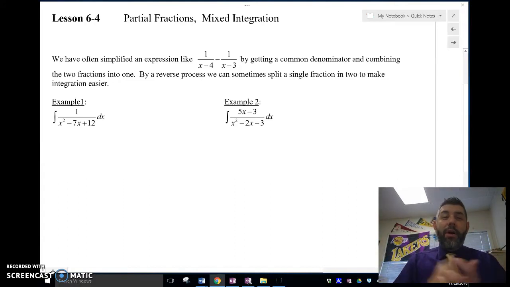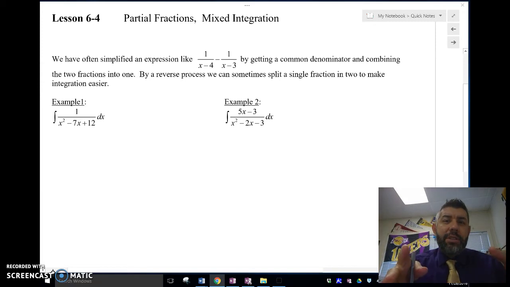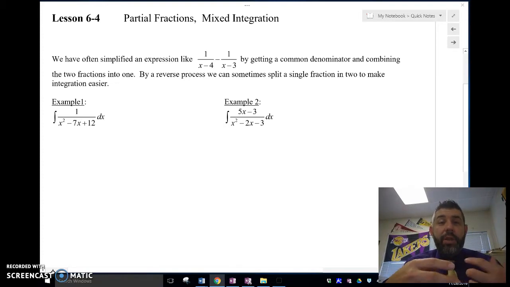I'm here to talk about partial fractions. Another technique in Calculus BC or Calc 2, where we are separating fractions. We had two fractions with different denominators. We would put them together as one fraction by finding a common denominator. Well, we could do the reverse process and split them apart, and that's called the process of partial fractions.